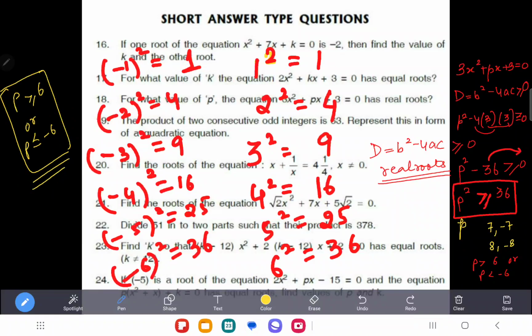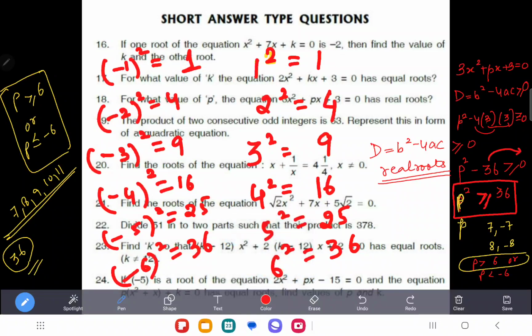Yes or no? Understood or not? Okay, so this is the concept. My values of p should be greater than 6, because for all the values greater than 6, that is 7, 8, 9, 10, 11, all of their squares would be greater than 36. I need a value of p whose square should be greater than 36. Are you understanding? Okay, this is the concept.